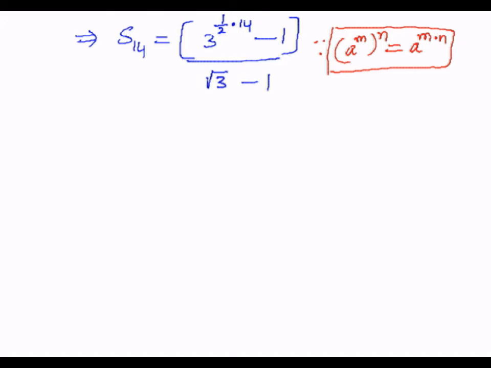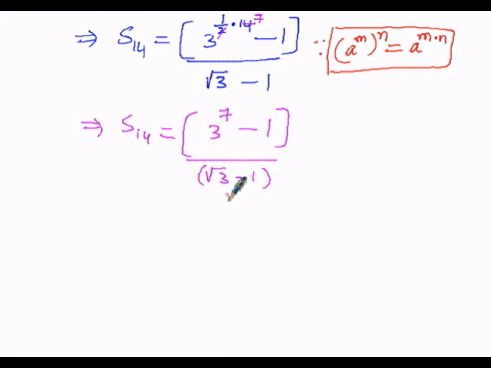Then S14 will be equal to, where the numerator is 14 and the denominator is 2, so 2 sevens are 14, and in this manner we get the next logical step as 3 raised to the power of 1 into 7, that is 7, minus 1, written within the square brackets, divided by root 3 minus 1.